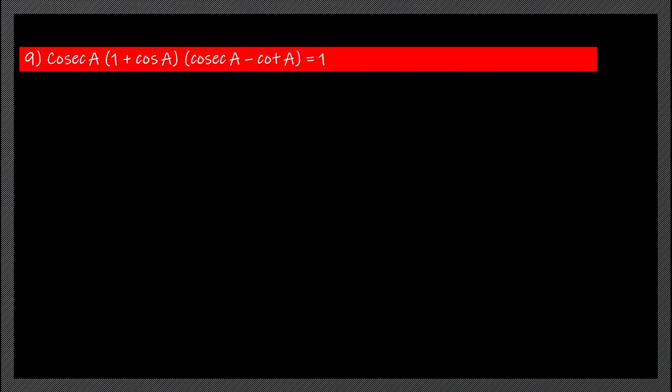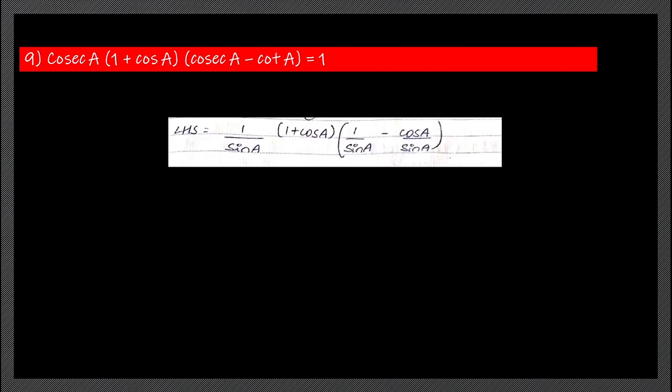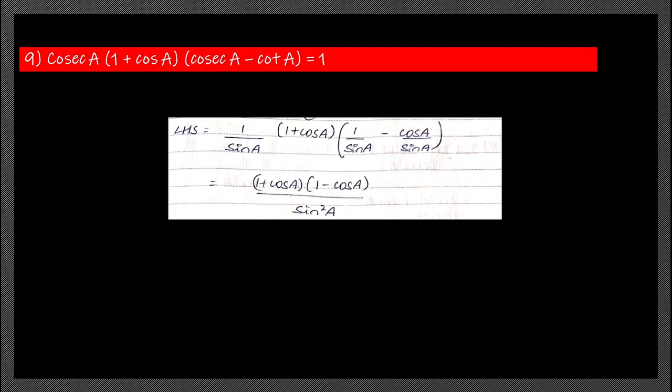Question number 9. Similar question as question number 8. I will not be going step by step. In the first step, before taking the LCM, in LHS part, we will be converting all cosecant and cot in the form of sine and cos as shown. Then similarly, denominator is common, so sine square A, you will get 1 plus cos A into 1 minus cos A. It's in the form of A plus B into A minus B.